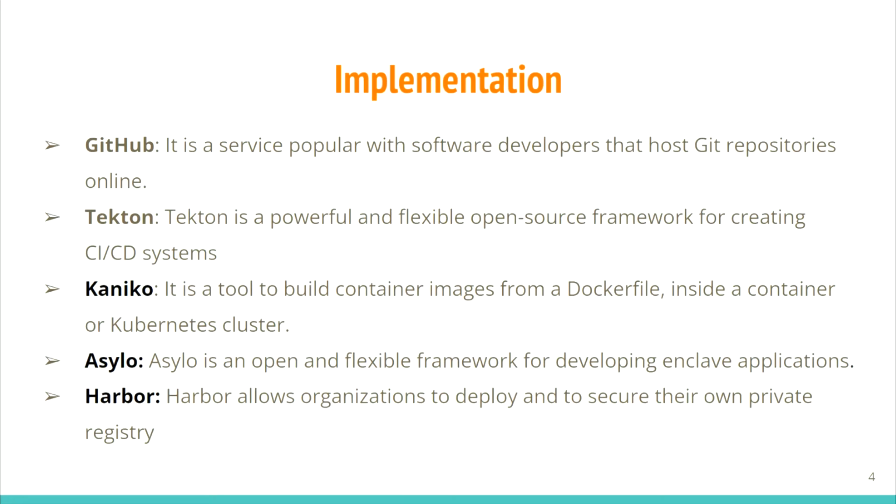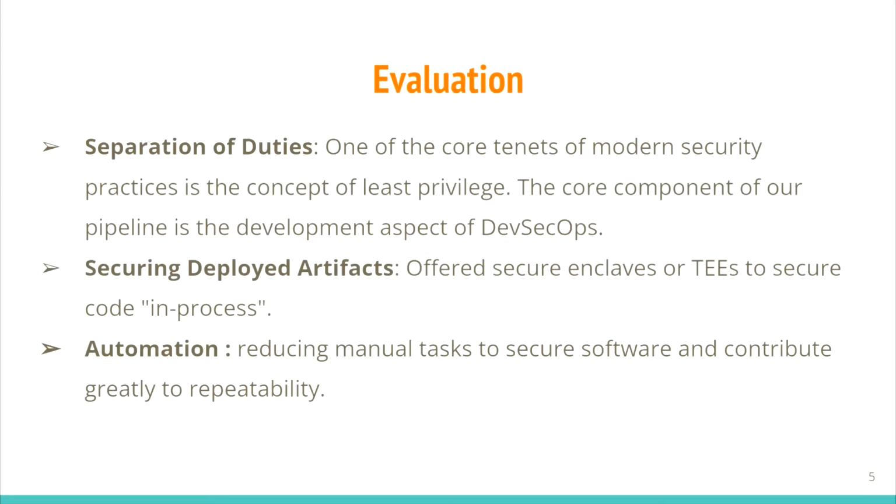Then Harbor. Kubernetes requires that containers to be deployed to the cluster come from a known and secure container registry. The most popular framework for this is Docker Hub, a publicly available registry provided by Docker. Harbor allows organizations to deploy and secure their own private registry. Then the evaluation part.